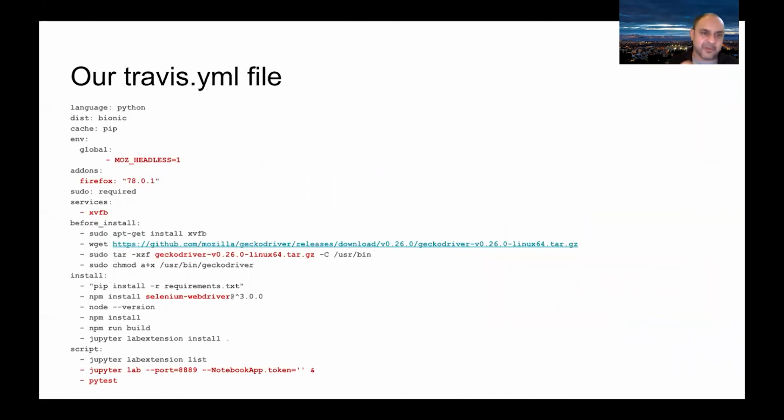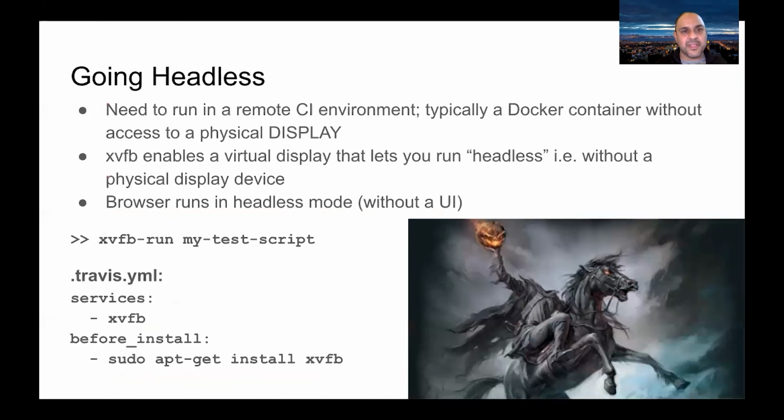So here's that example Travis YAML file that I talked about. There's a lot here. I'm not going to unpack all of this. But the idea is that you set up your image, your language, your environment, the add-ons that you have, like Firefox, the additional services that you want to run, and then you go through all these install steps for things you want to put into your image, and finally there's the test script that you actually want to run.